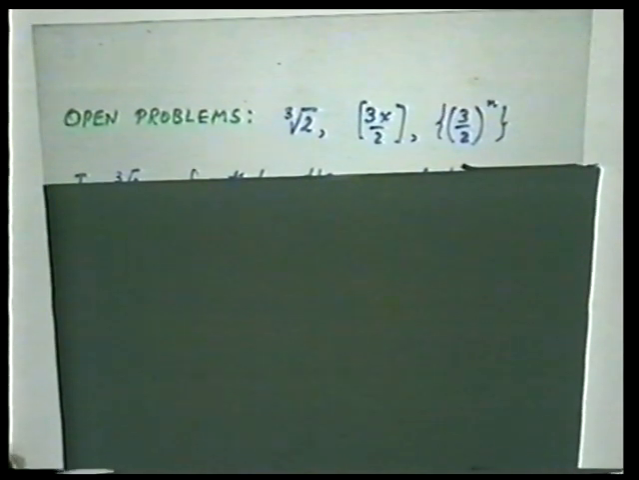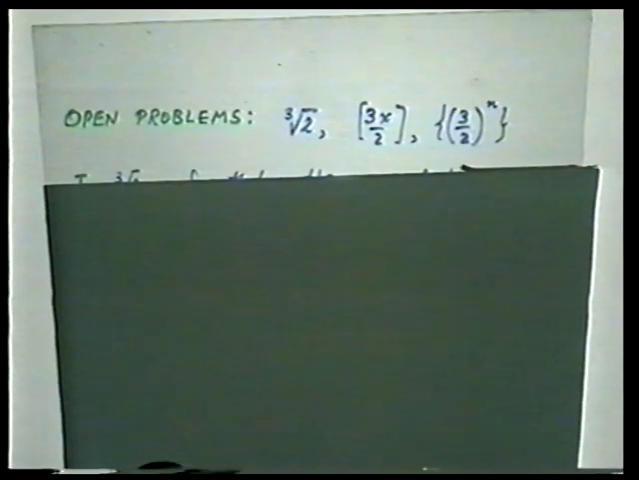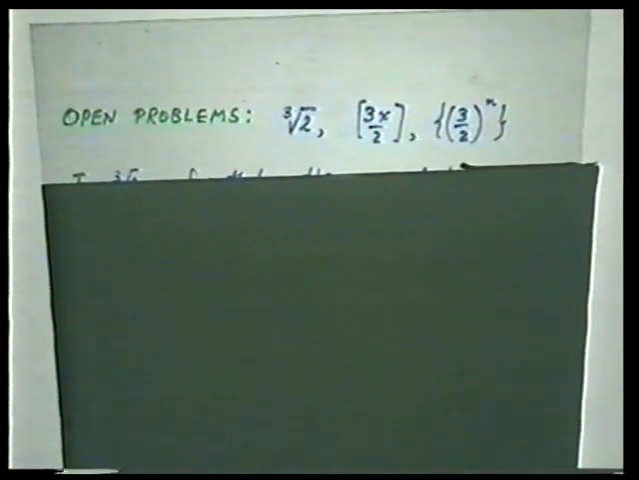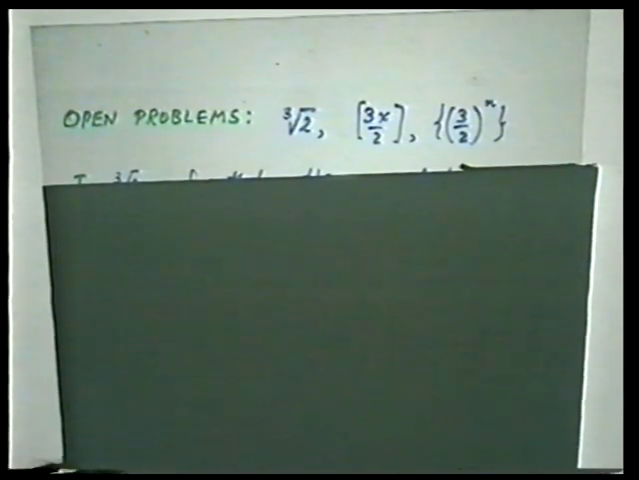One is the nature of the cube root of 2. The other is the nature of the transformation, really, x goes into the greatest integer in 3/2 x. I'll explain it right away. But there's also nothing special about cube root of 2. But I didn't want to assume too much on the part of the audience.